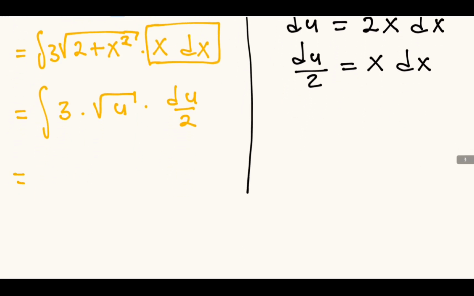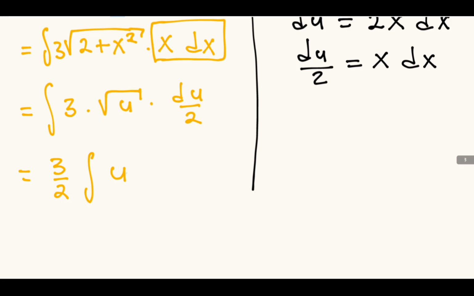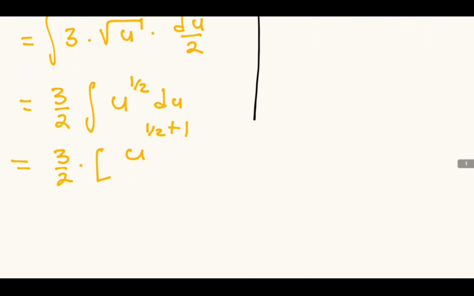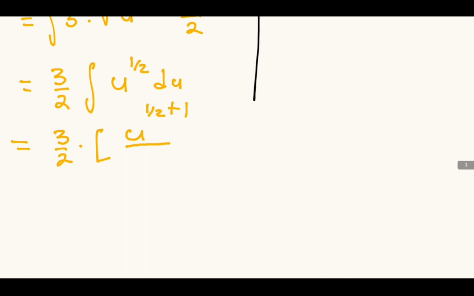Let's take the constants out of the integral, and we rearrange the square root of u and write it as u to the power 1 over 2 du. The integral of u to the power 1 over 2 will be equal to u to the power 1 over 2 plus 1, divided by 1 over 2 plus 1, plus c.